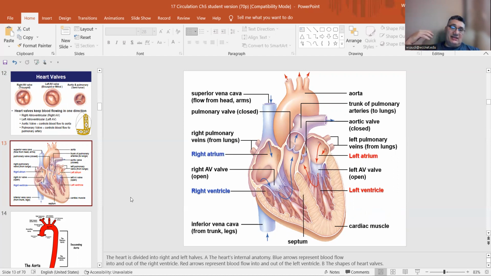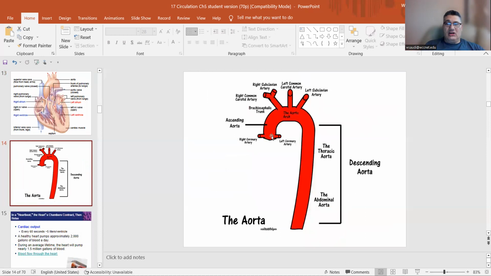Or I can ask you, is that true or false? Blood in the right ventricle is oxygenated. No, that's false. It is deoxygenated. So this is what you should familiarize yourself with. So here is the aorta. It goes up, ascending aorta. It makes an arch, and then it goes down. It will give you a lot of branches. These branches are called arteries. More branches, branching, smaller branches, arterioles, then capillaries.